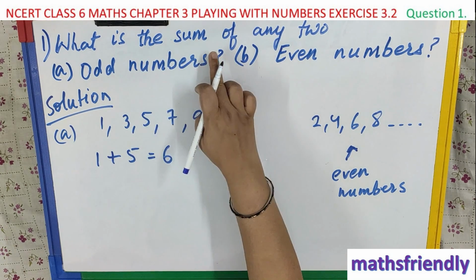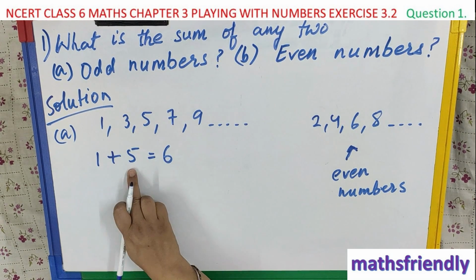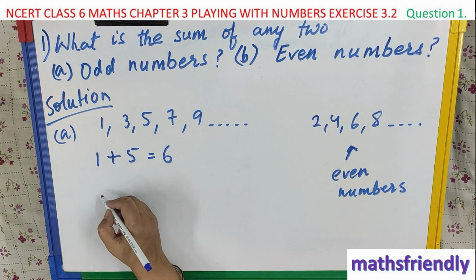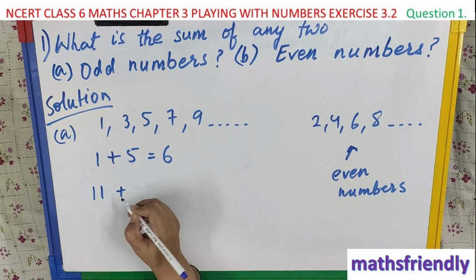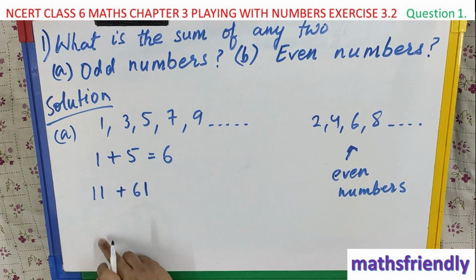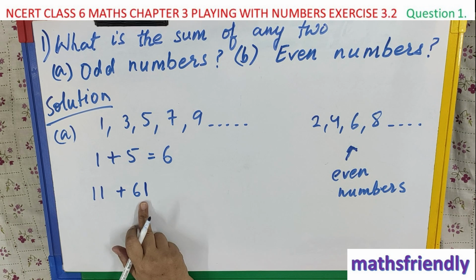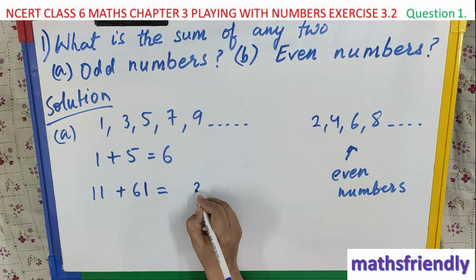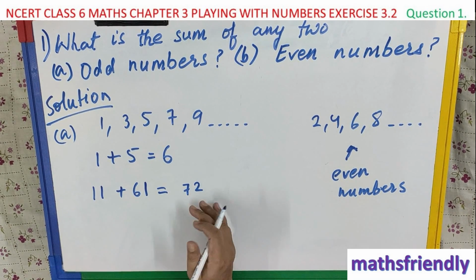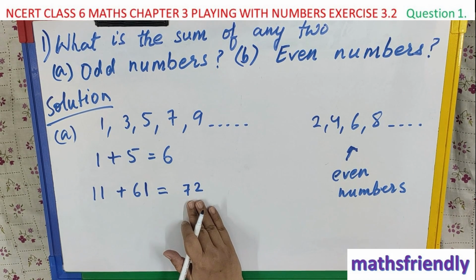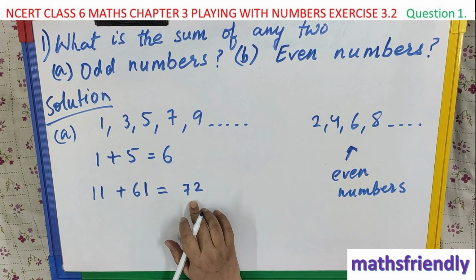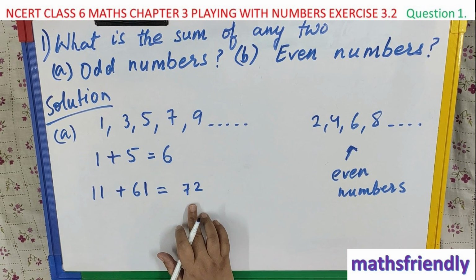So what is the question? What is the sum of any two odd numbers? The sum of any two odd numbers is an even number. Let us check for two more odd numbers. 11 plus 61. These two are also odd numbers because they are not divisible by 2. If we find the sum of these two numbers, the result is 72. Is this an odd number or an even number? It is an even number because it is divisible by 2. So when two odd numbers are added, the result is an even number.